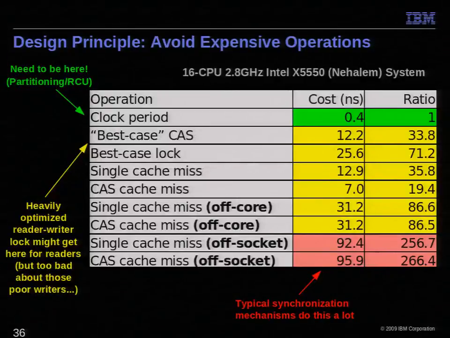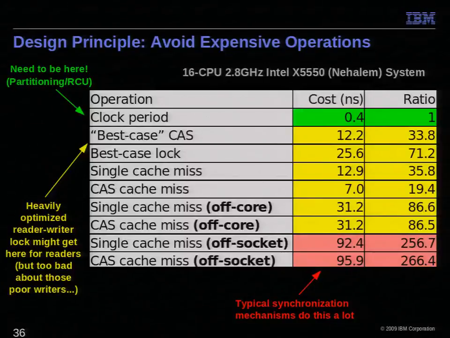So the other design principle is to avoid expensive operations. A lot of synchronization primitives do this stuff a lot. Compare and swap on global variables, any number of things like that. Software transactional memory implementations tend to have single counters they increment. What you want to do is you want to be up here.